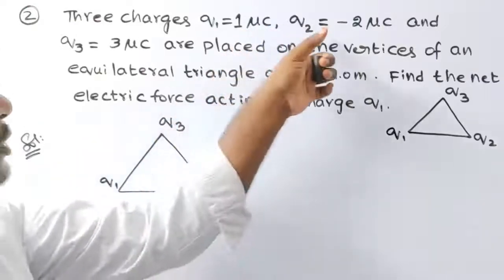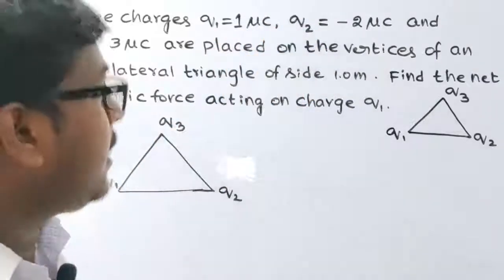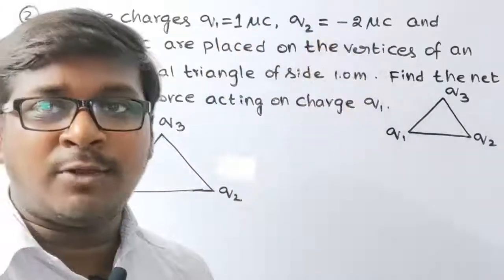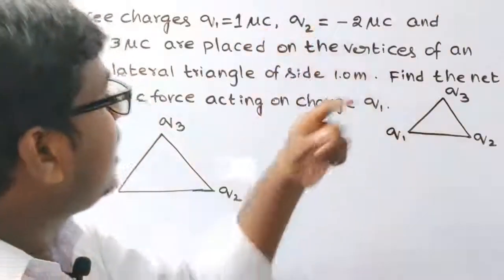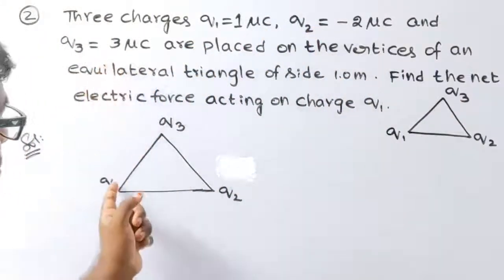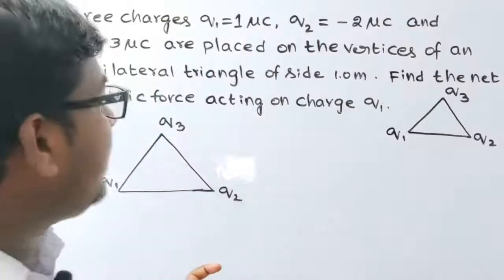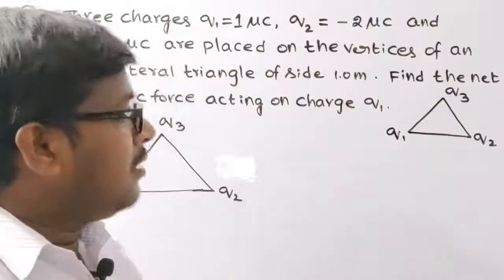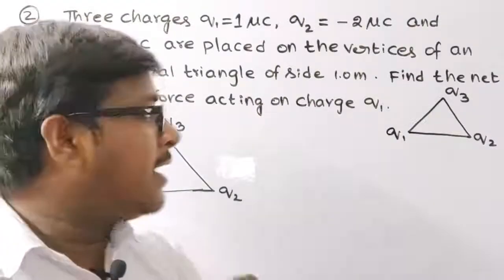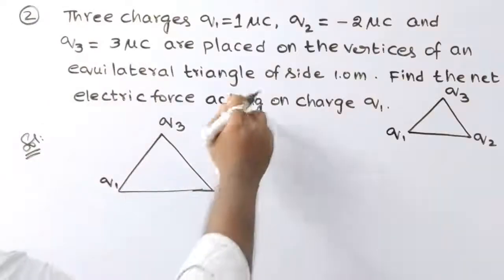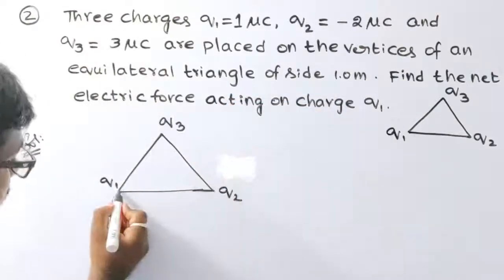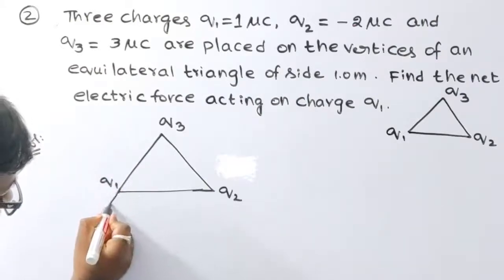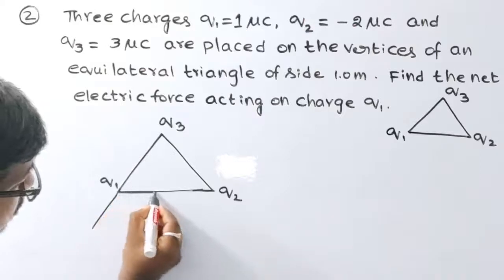Here Q1 and Q2 attract each other because Q1 is +1 and Q2 is -2 microcoulomb. Q1 and Q3 repel each other because these two are the same sign. The same sign means repel each other, opposite sign means attract each other. These are the two forces acting on charge Q1.